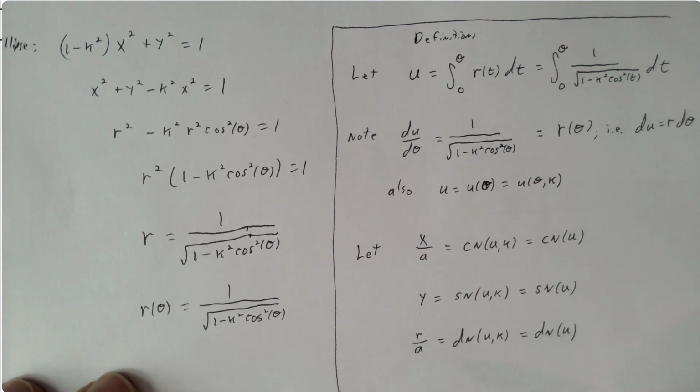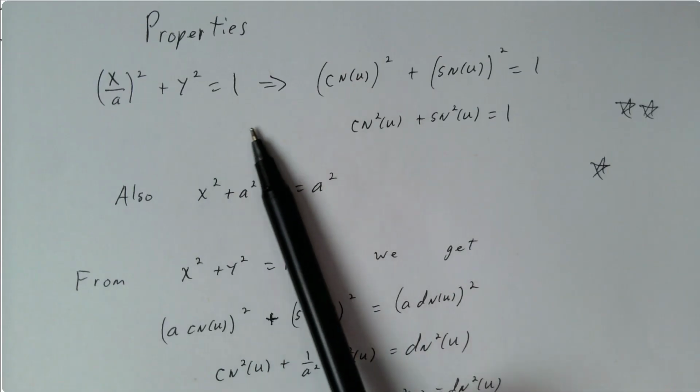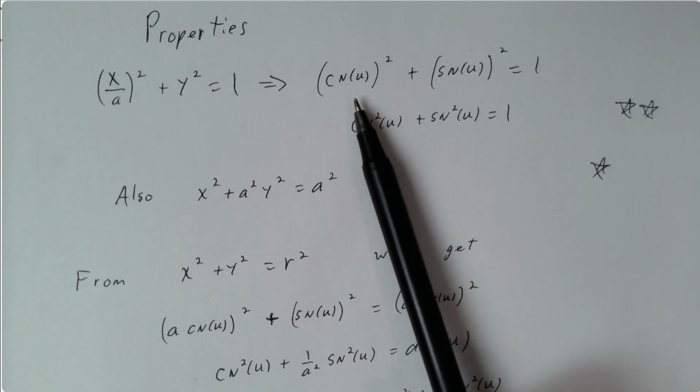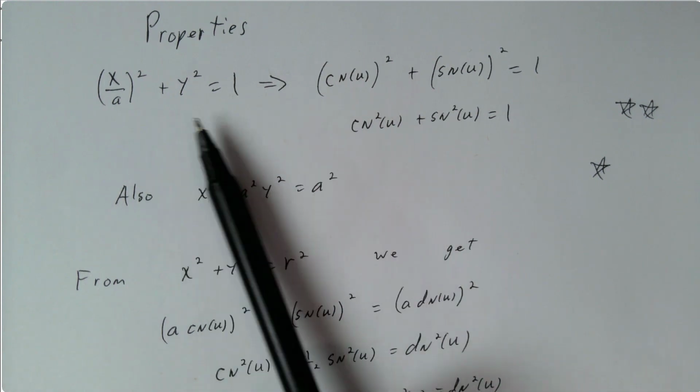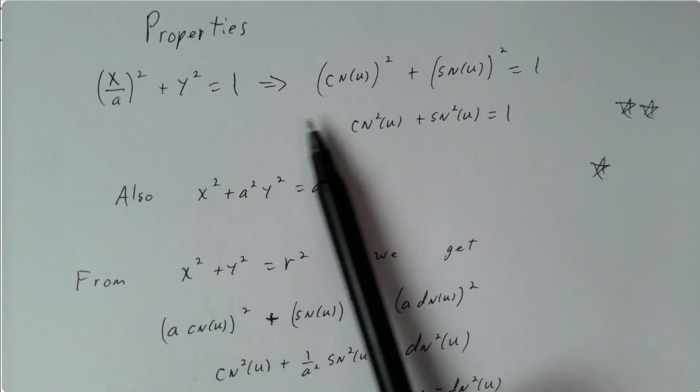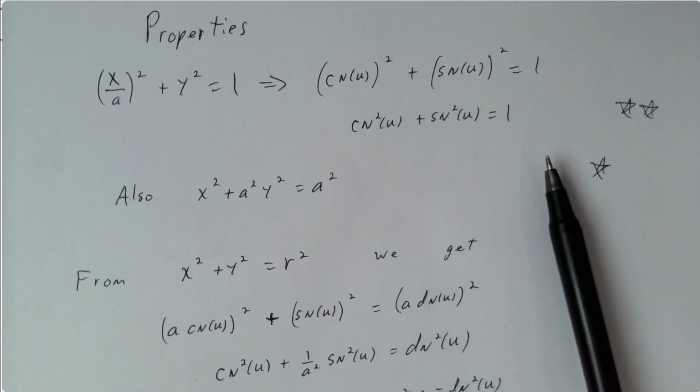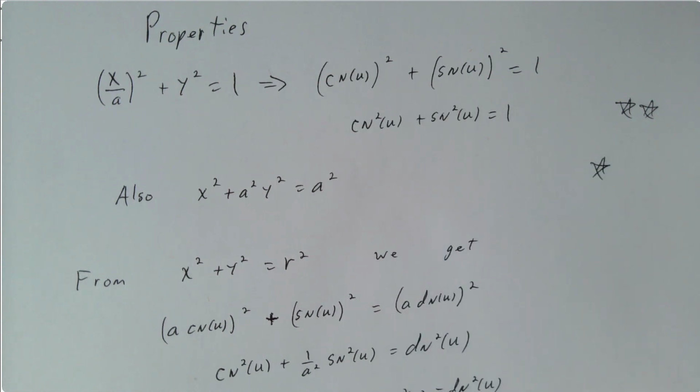So from these we can get the graphs. Before I do the graphs, I will look at the properties. We're dealing with this ellipse, and this is how I define cn u as x over a. So cn u, y was sn u, so I've got this one property easy.